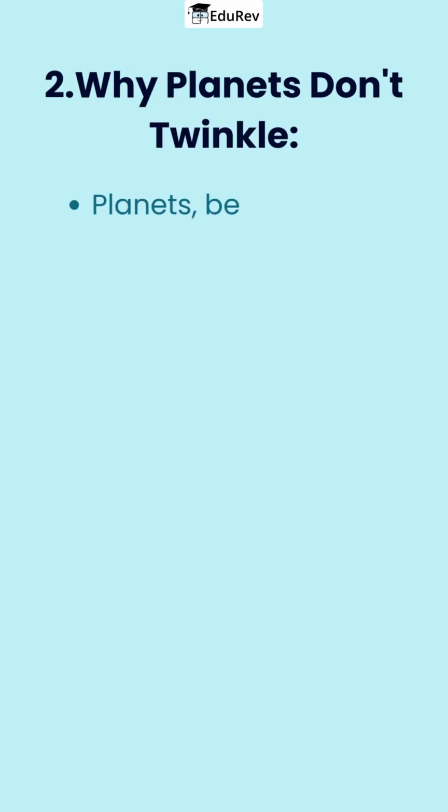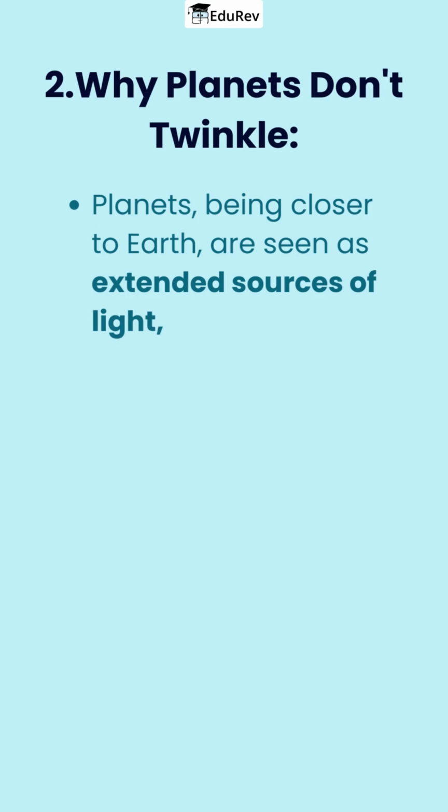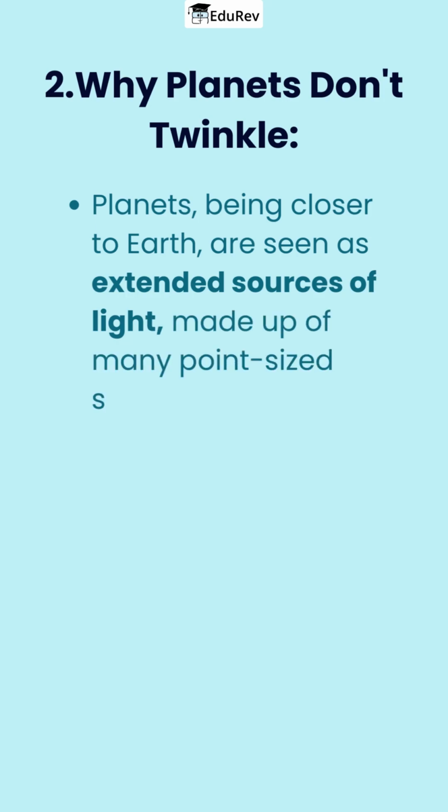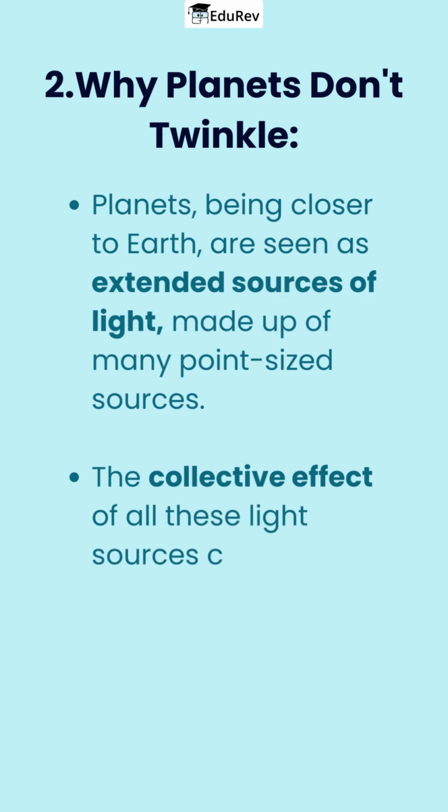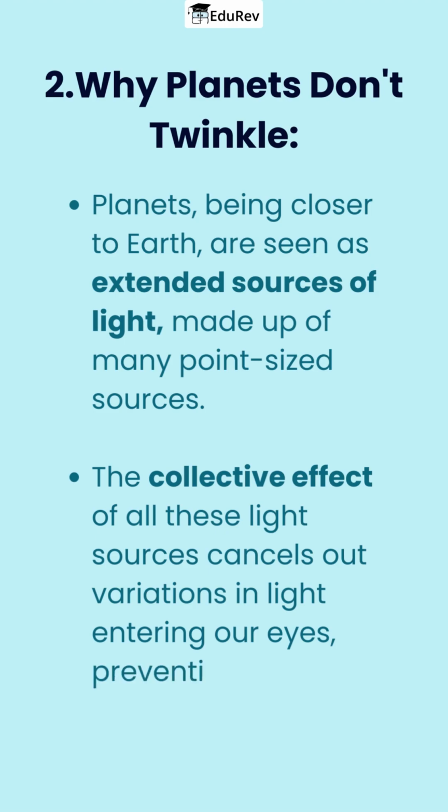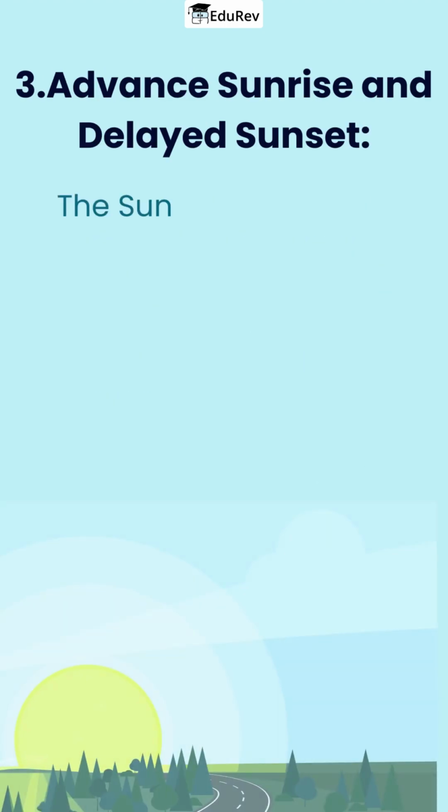Why planets don't twinkle? Planets, being closer to Earth, are seen as extended sources of light, made up of many point-sized sources. The collective effect of all these light sources cancels out variations in light entering our eyes, preventing planets from twinkling.